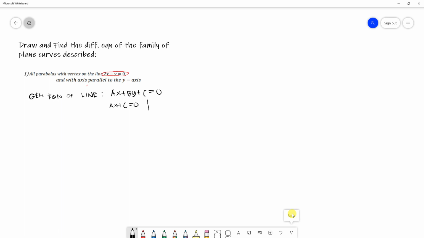If a is 0 or we have no value of x, we have only by plus c equals to 0. So the line is horizontal. If both x and y are present, then the line is inclined. So pwedeng inclined to the right, ax plus by plus c equals to 0. Can be inclined to the left or inclined to the right. So based on the problem, 2x minus y is equal to 0, we can say that this equation of the line is inclined to your right.